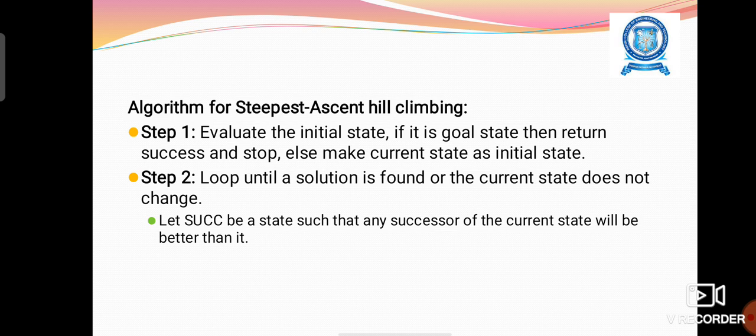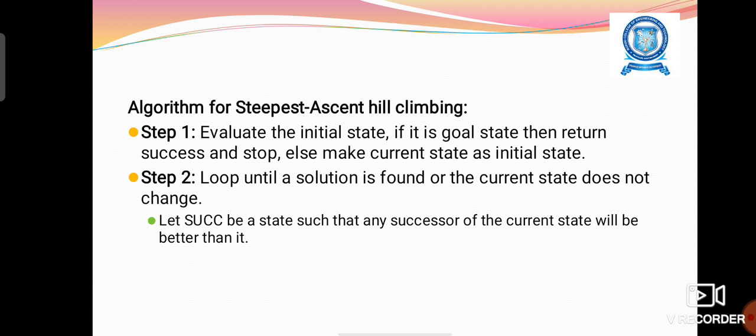So in the algorithm, the first step is to evaluate the initial state. If it is the goal state, then return success and stop. Else make the current state the initial state. In step 2, loop until a solution is found or the current state does not change.